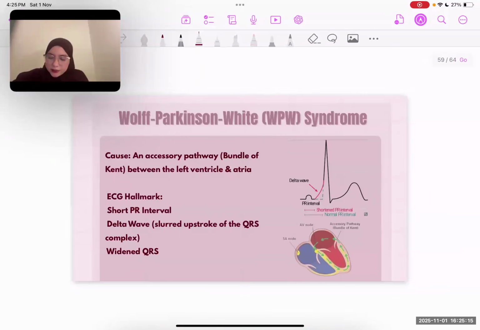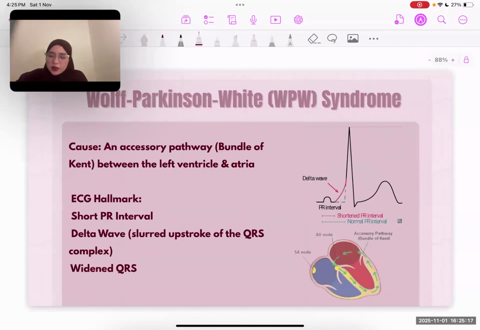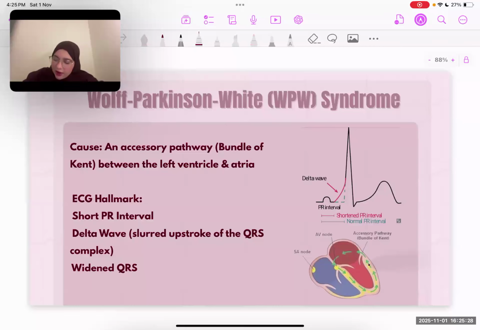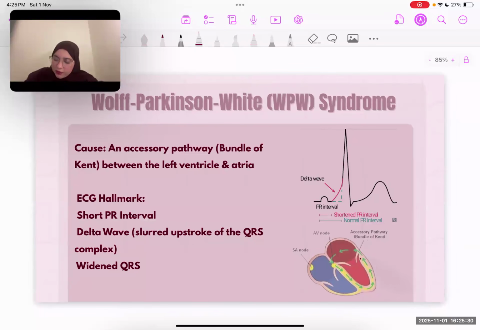Okay. Now we're going to talk about Wolff-Parkinson-White syndrome. It's because there's an accessory pathway bundle, which is a congenital deformity. So you're going to have a pathway which is going to cause the potential to go from the ventricles to the atrium, from the left ventricle to the left atrium. That's not normal. Something's wrong.